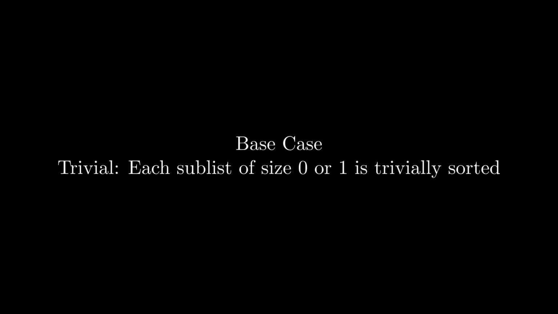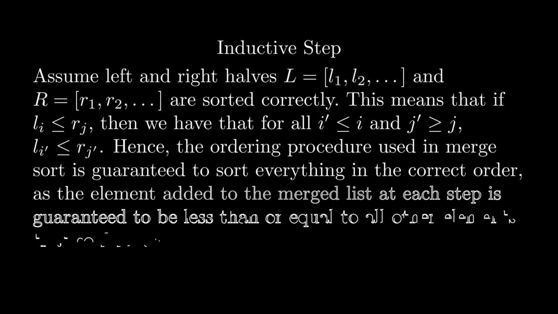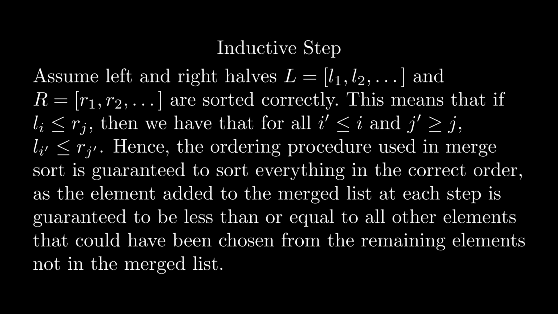Let's demonstrate how to prove divide and conquer algorithms by proving this one. Just as with the DP algorithms, we can use induction to prove that this recursive algorithm is correct. For the base case, we have just a single element, which, as the only element in the array, is trivially sorted. For the induction step, we assume that the left and right halves of the array are correctly sorted, and now show that the algorithm correctly merges both halves. Assuming that the elements are ordered correctly, we have that if L_i is less than or equal to R_j, then L_i' is less than or equal to R_j' for all i' less than or equal to i and all j' greater than or equal to j. Hence, iteratively merging the arrays as described previously will ensure that the final list is in sorted order.